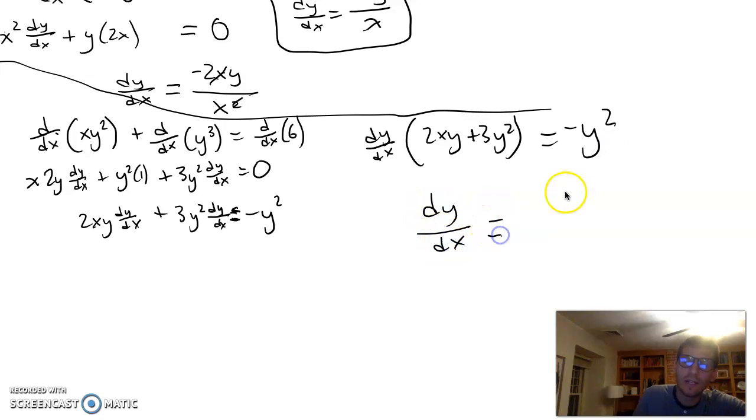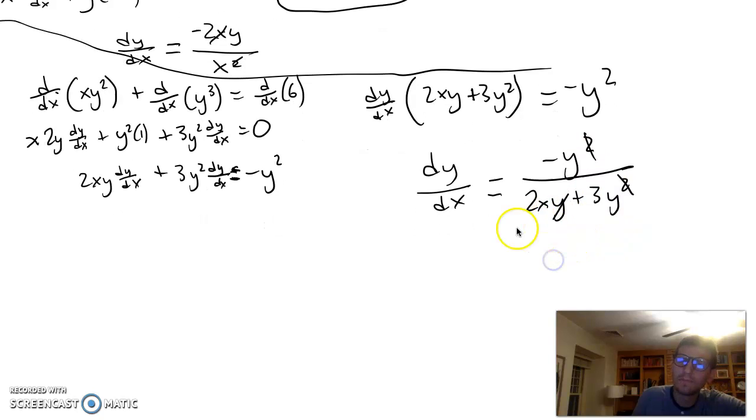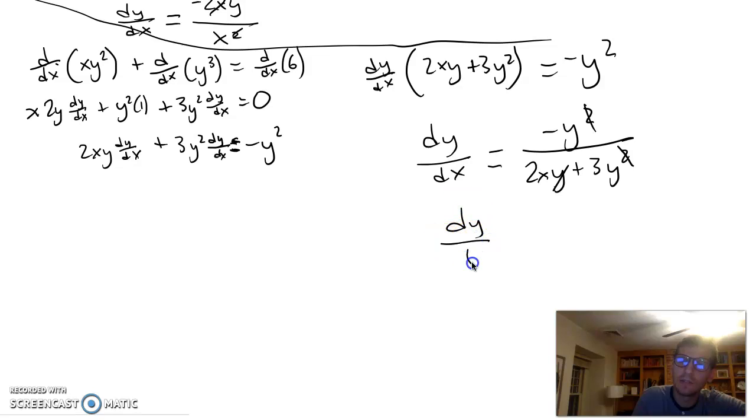Again, we can check. It looks as though we'll have at least 1 power of y in every term. So we could cancel. Bam, bam, bam. So dy dx is just going to be negative y over 2x plus 3y.